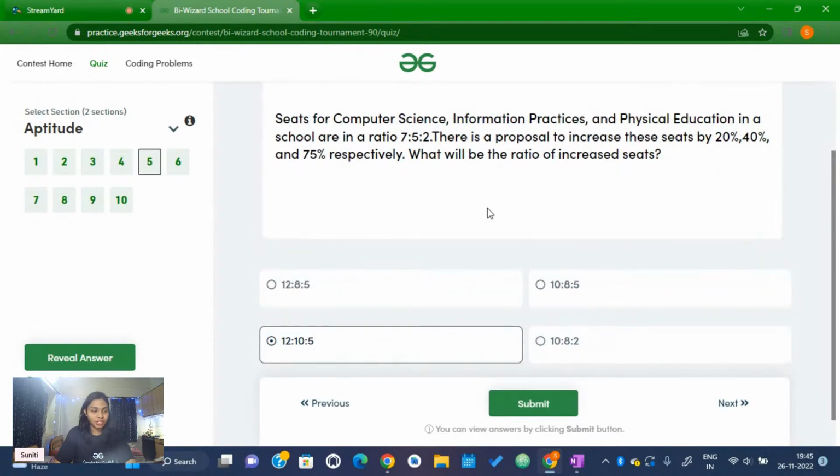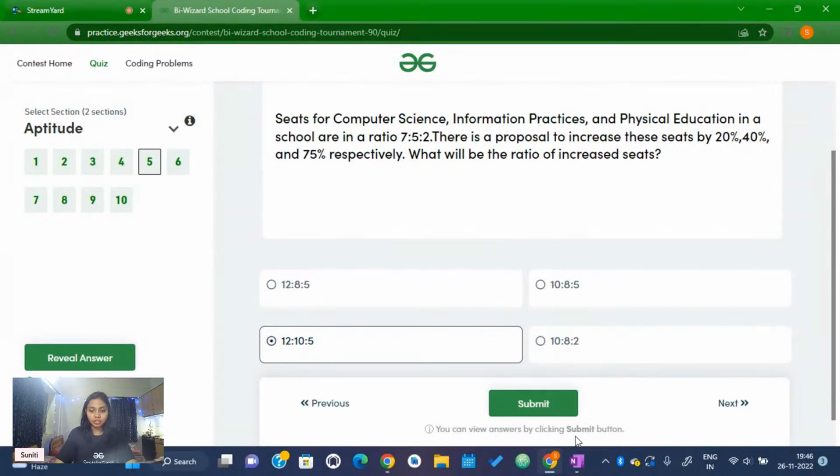Okay, so the question statement reads: seats for computer science, IP, and physical education in a school are in a ratio 7:5:2. This is a ratio and proportion question, and there is a proposal to increase these seats by 20%, 40%, and 75% respectively. All right. So what will be the ratio of increased seats?